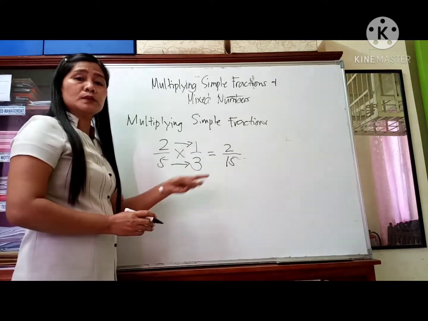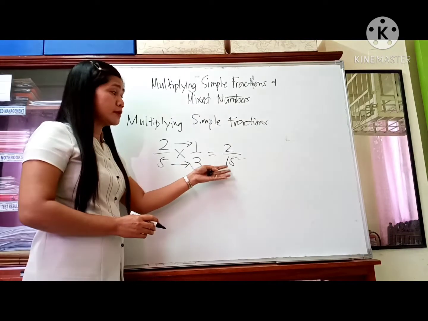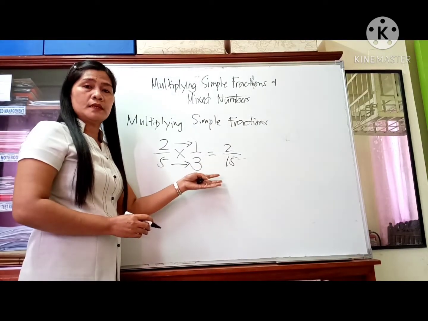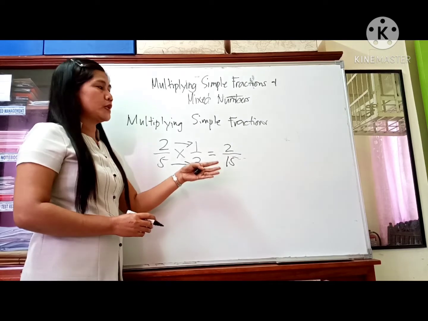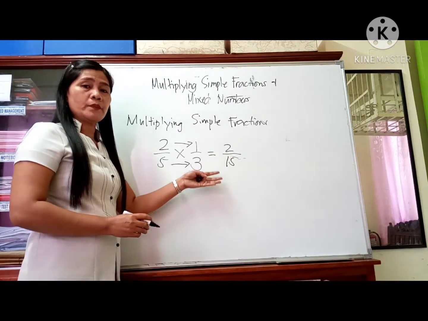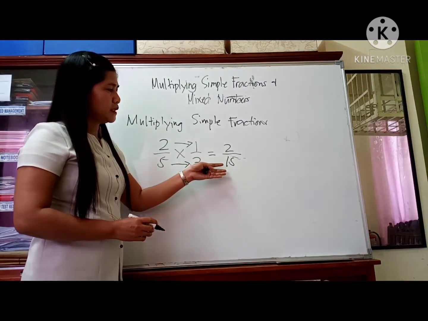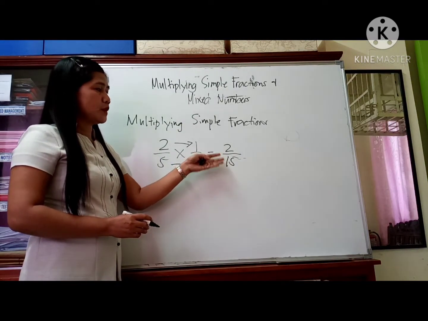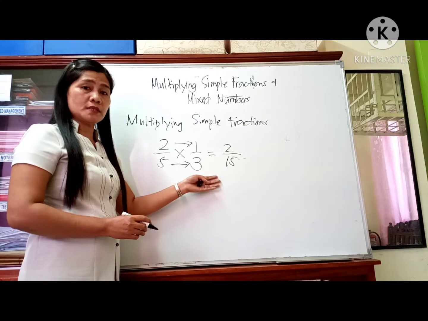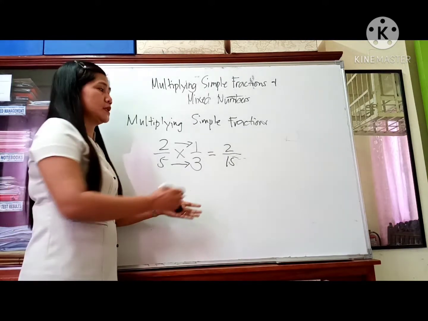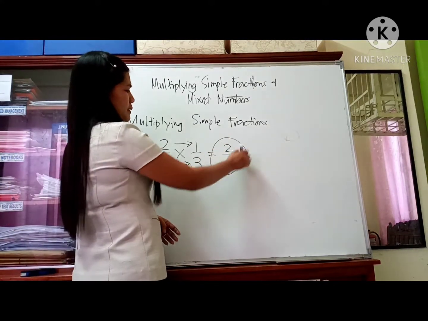Then you are going to look at if the resulting fraction is already the simplest form, wherein the greatest common factor is more than 1. So this time, the greatest common factor of 2 and 15 is only 1. So this is already in the lowest term, so this will be the final answer.